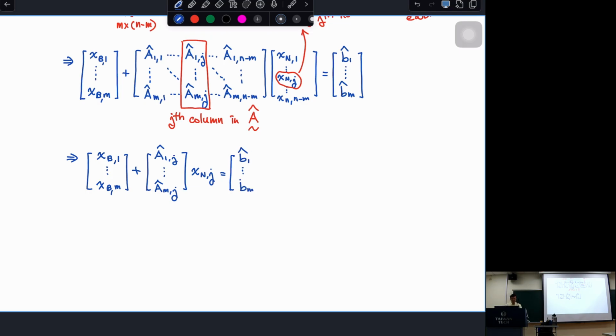Right? It's actually like this. So originally, these are 0. X_B, the first basic to the last basic, equals the first B hat to the last B hat. So when I increase this, something's gonna change. Something's gonna change.